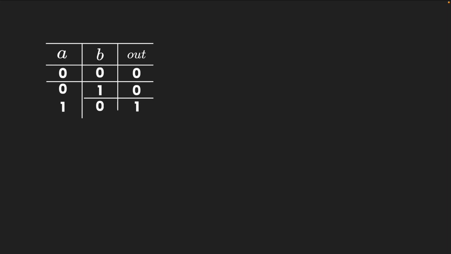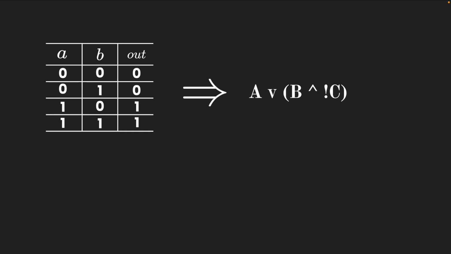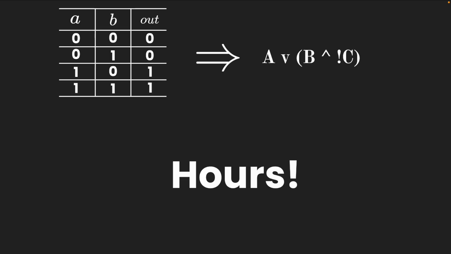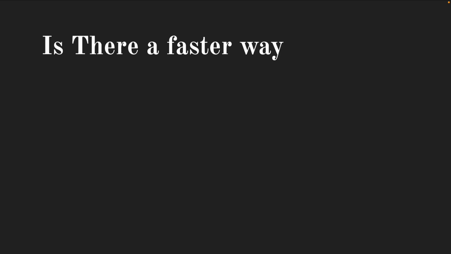One of the biggest problems in computer science is whenever you have a truth table with A being the output, and you want to easily convert it to a Boolean expression, such as A or B and not C, which basically means if A is true, then the entire thing will be true, or if B and C is not true. So if B is true and C is not true, then that will be 1. So this usually can take up to hours. So is there a faster way to do this? Well, yes. And today I'm going to take you through the methods.